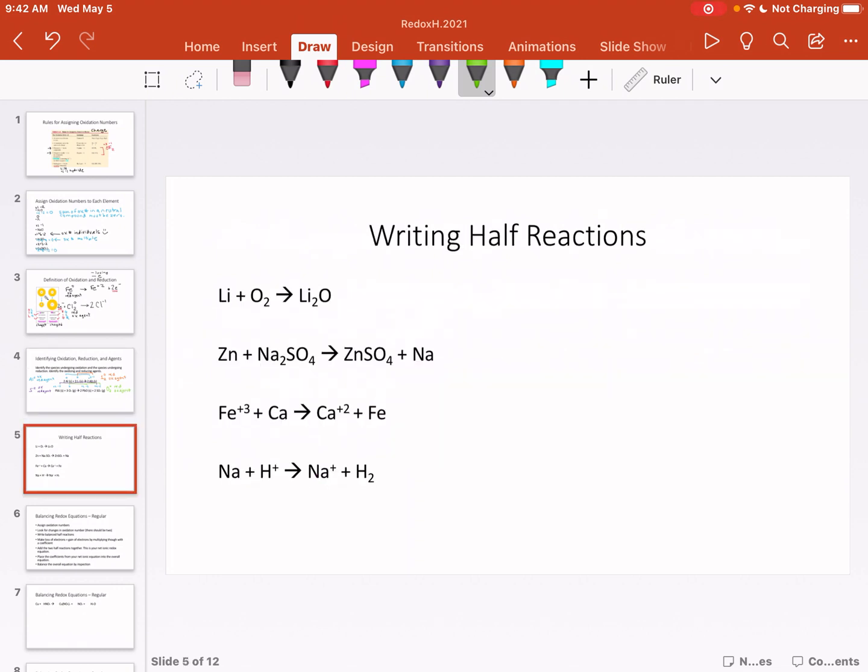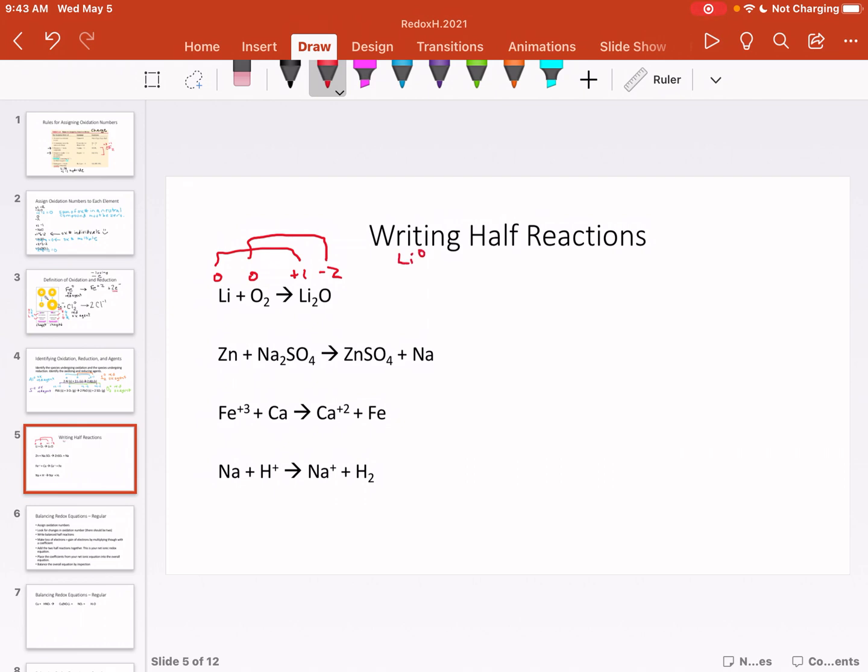So now let's take it one step further. Now that we can recognize oxidation and reduction, let's practice writing half reactions. I know that these standalone guys are both 0. This is +1. This is -2. So what do I see occurs? My lithium is oxidized and my oxygen is reduced. So I'm going to write some half reactions here.